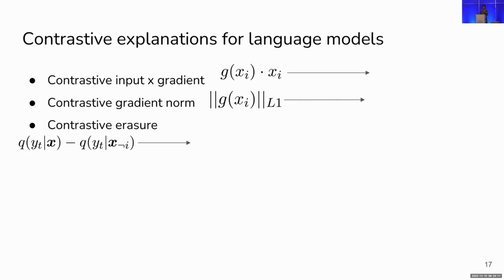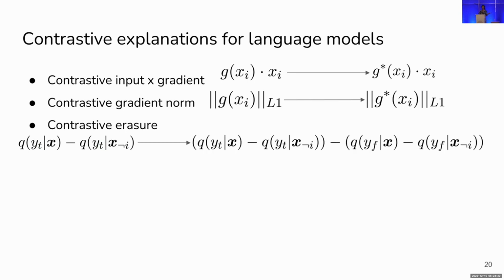In our work, we experimented with three saliency methods, which we extended to the contrastive setting: the contrastive input times gradient, the contrastive gradient norm, and the contrastive erasure. You can find more details for these methods in our paper.